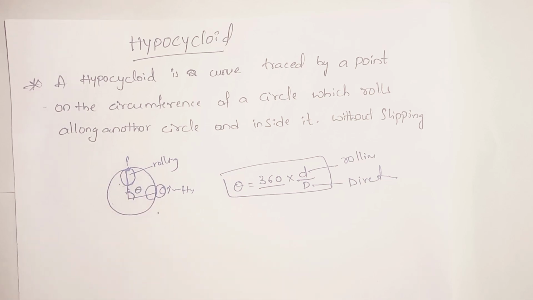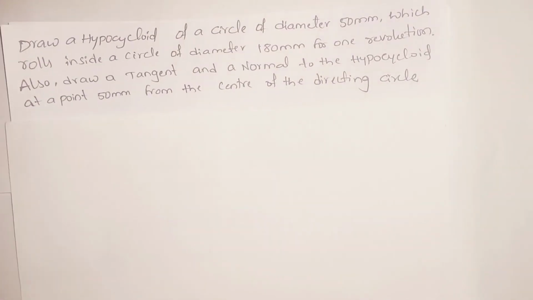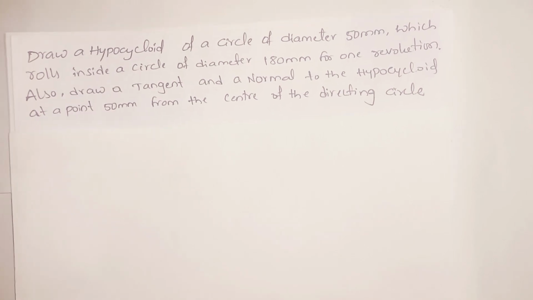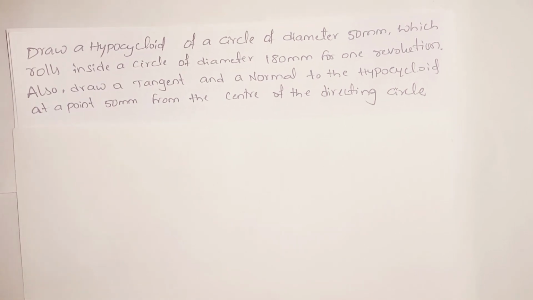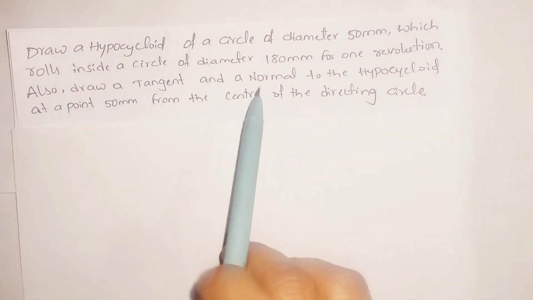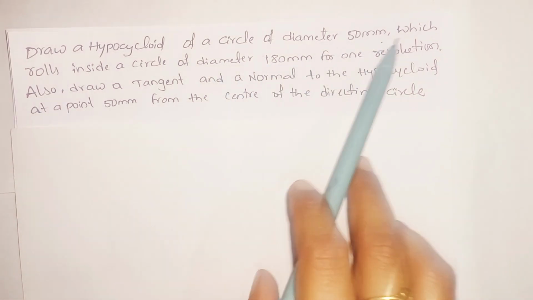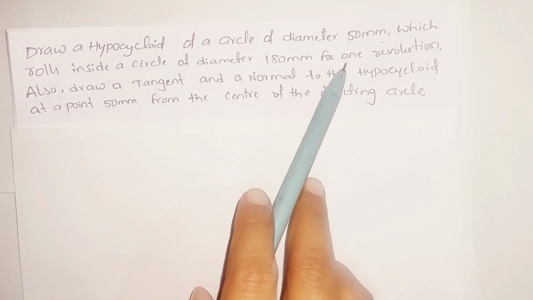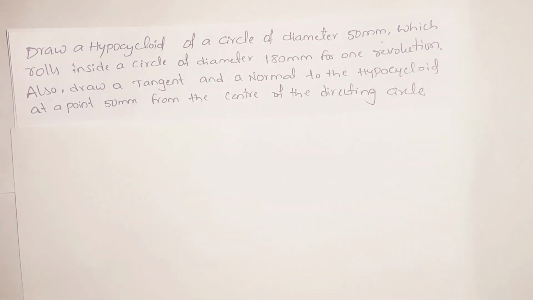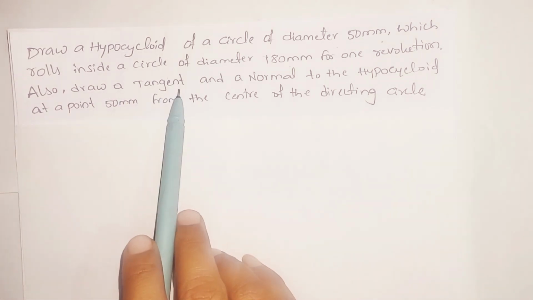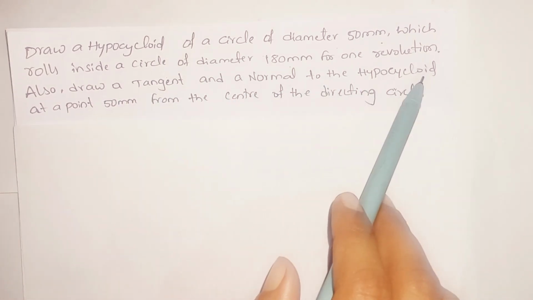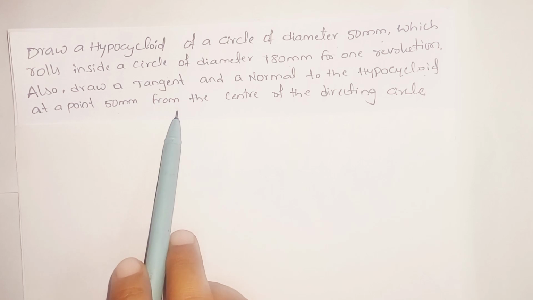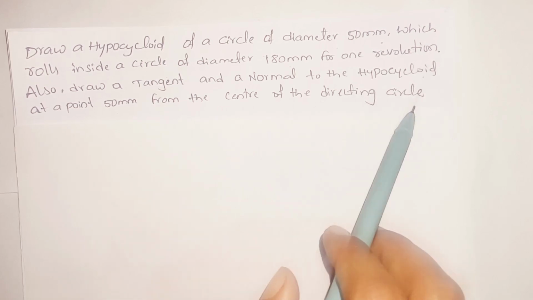And coming to the question: draw a hypocycloid of a circle of diameter 50 mm which rolls inside a circle of diameter 180 mm for one revolution. Also draw a tangent and a normal to the hypocycloid at a point 50 mm from the center of the directing circle.